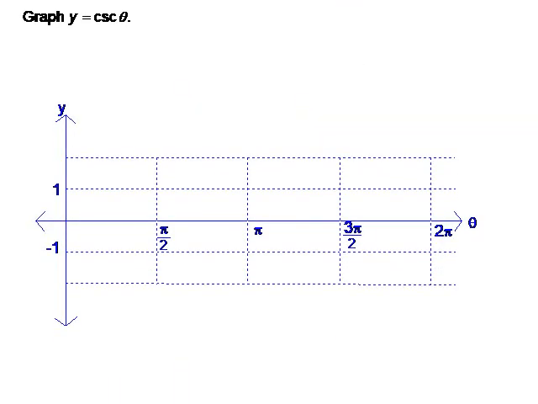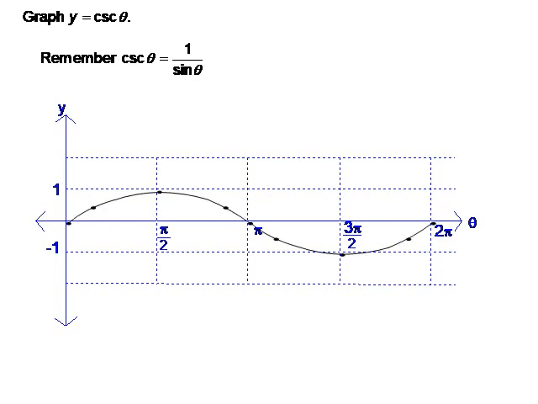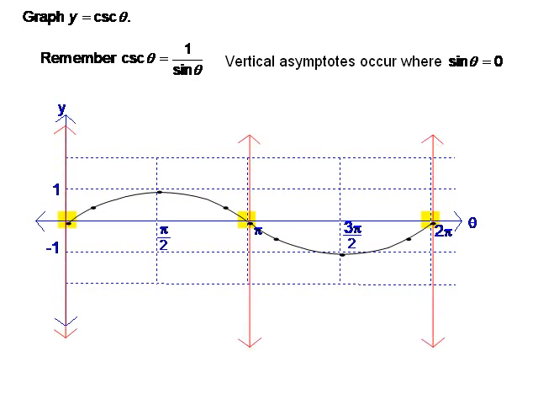Okay, now we're going to discuss the graph of y equals cosecant of theta. Remember, cosecant theta equals 1 over sine of theta, or the reciprocal of sine theta. So let's go ahead and graph sine theta. Now, remember, vertical asymptotes are going to be where sine equals 0, because 1 over 0 is undefined. So the points on our graph where sine theta equals 0 are at 0, pi, and 2 pi. So those are going to be our 3 asymptotes.